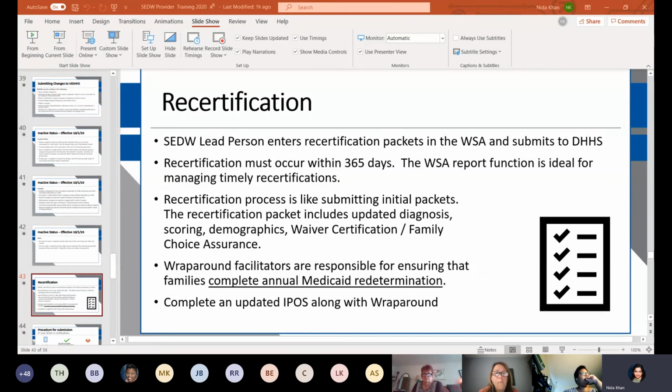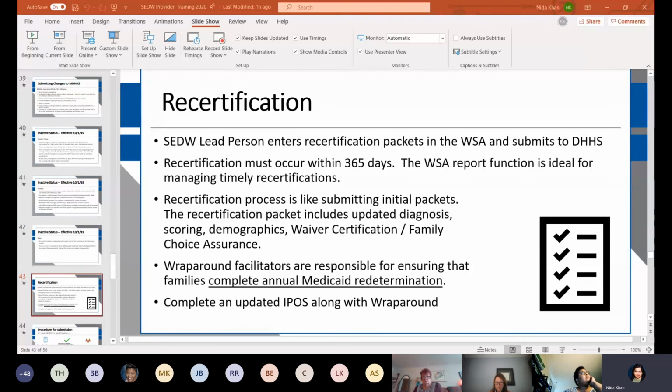And we are really trying to stay on top of them. So we start looking at cases at least 90 days before their recertification is due. And we're collecting as much material as possible, because MDHHS has certain requirements, especially if an individual has had the SED waiver for a few years and this is going to be their second or third recertification, then we have extra information that we need to provide.